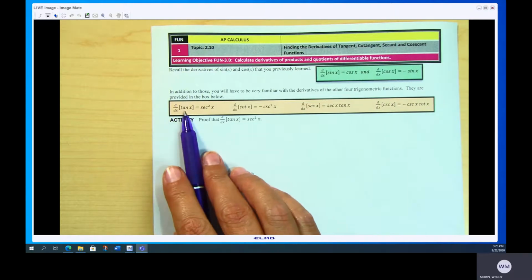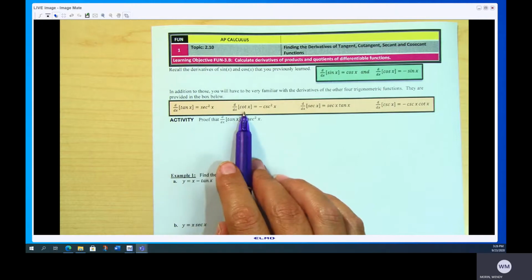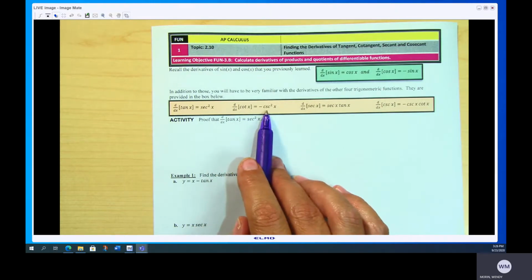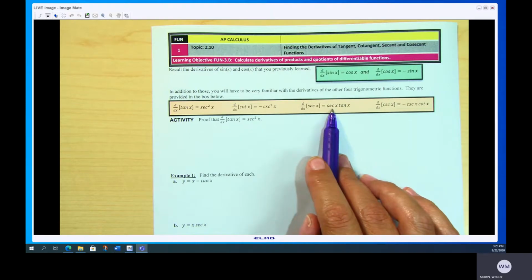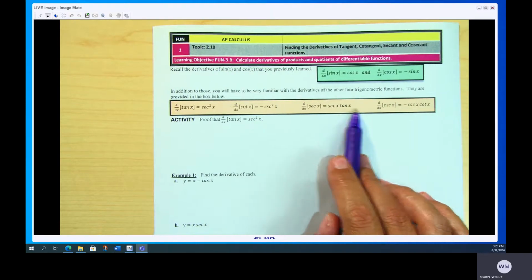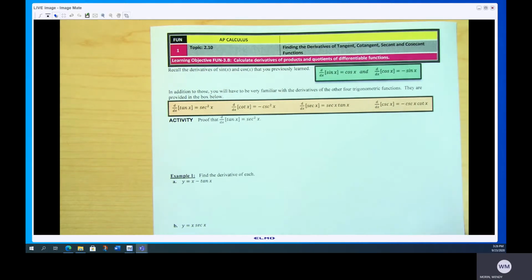We have the derivative of tangent x is secant squared x. The derivative of cotangent x is negative cosecant squared x. The derivative of secant x is secant x tangent x. And the derivative of cosecant x is negative cosecant cotangent. So put those on a note card and start memorizing them.